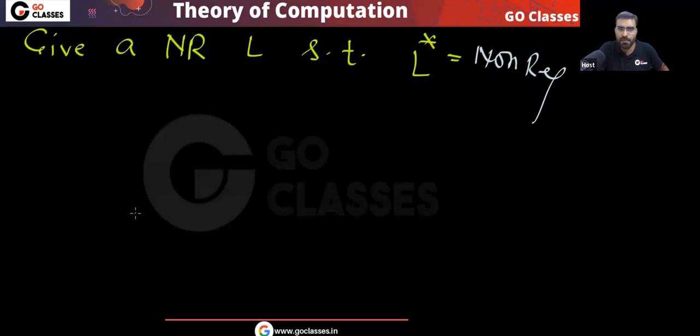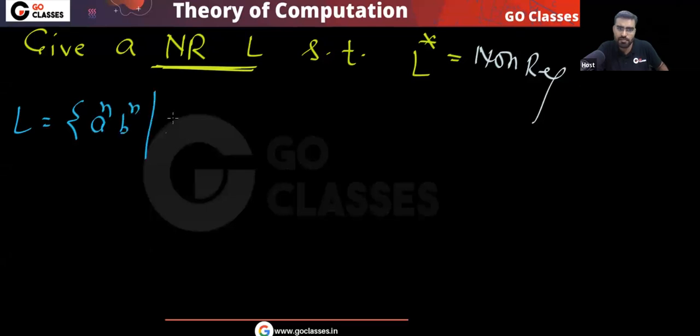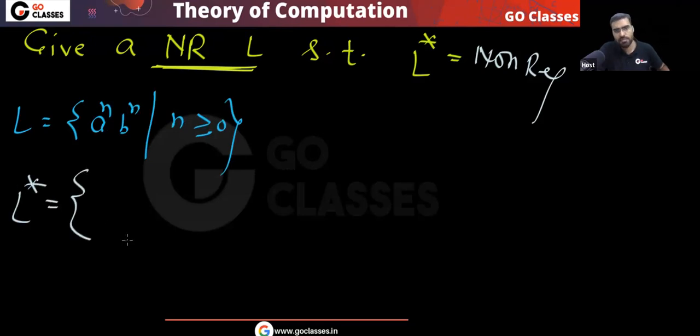Tell me, can you give me a non-regular language L whose star will be non-regular? See, that is quite easy. You can give me a power n, b power n, n greater than or equal to 0. What will be L star for this language?